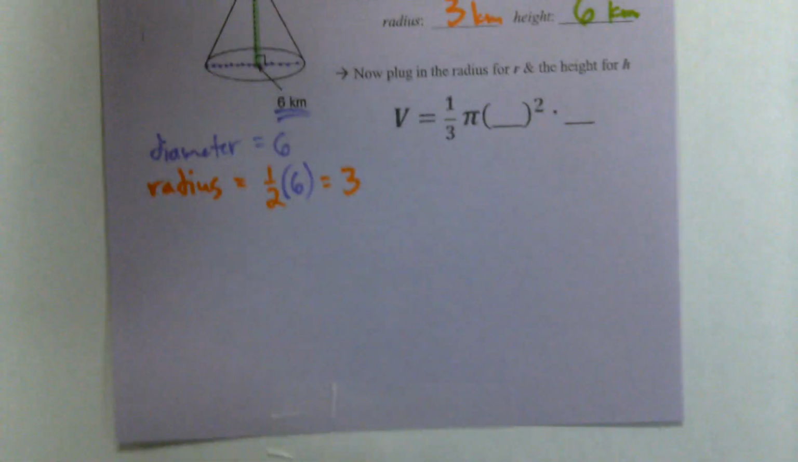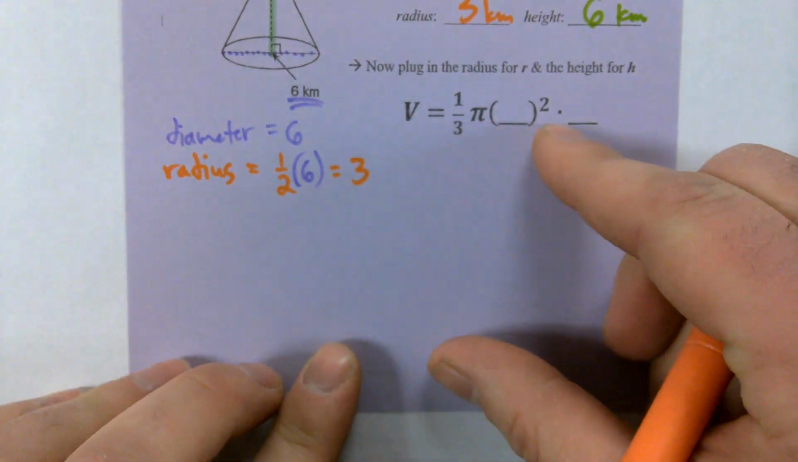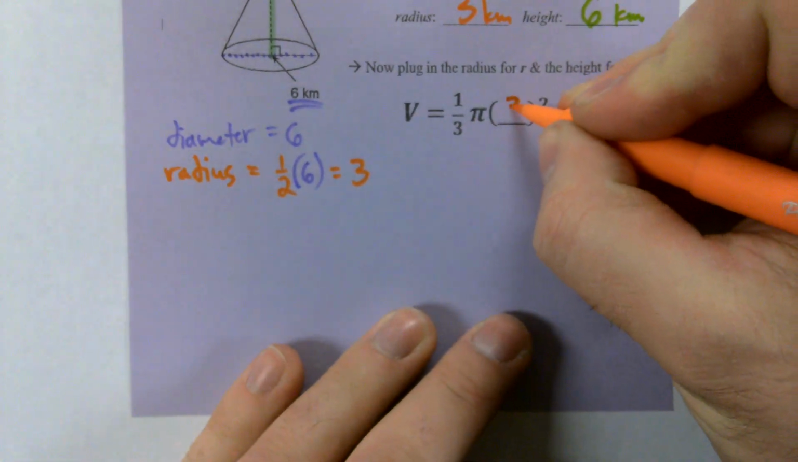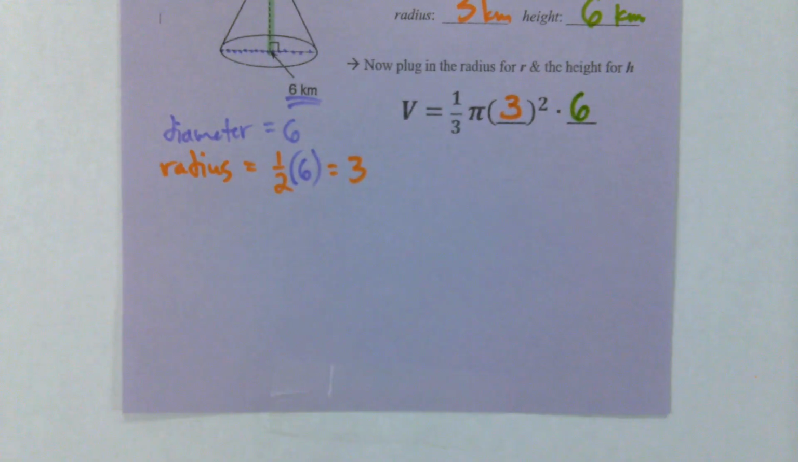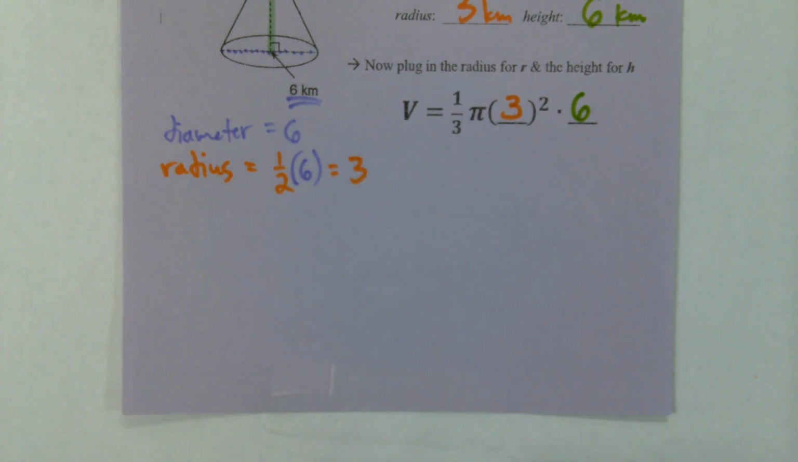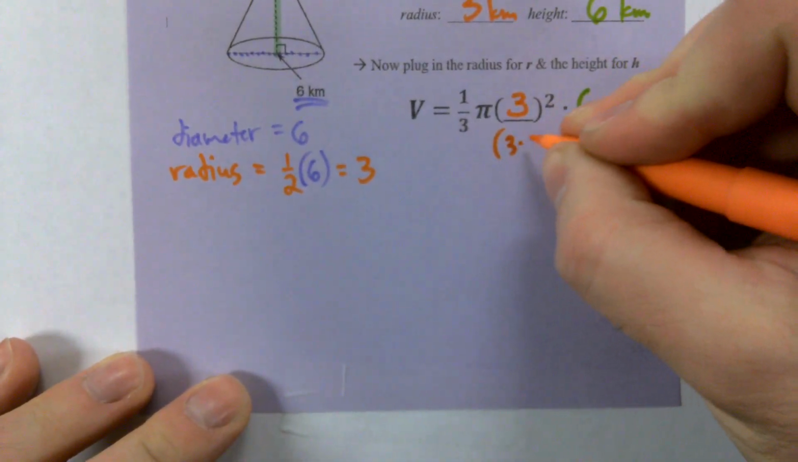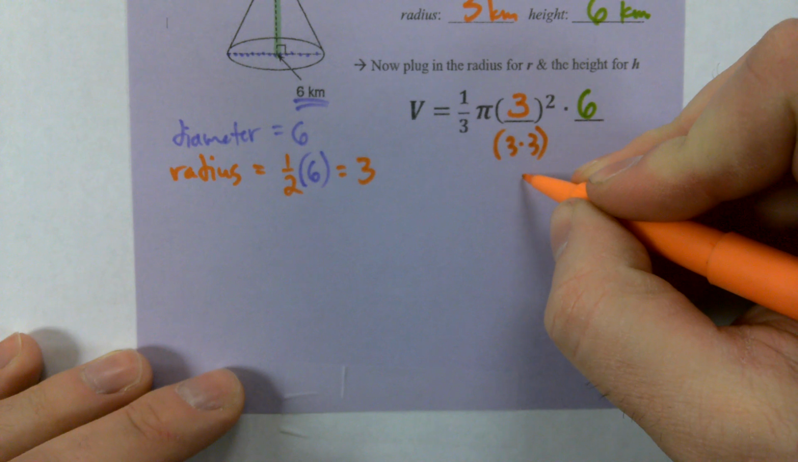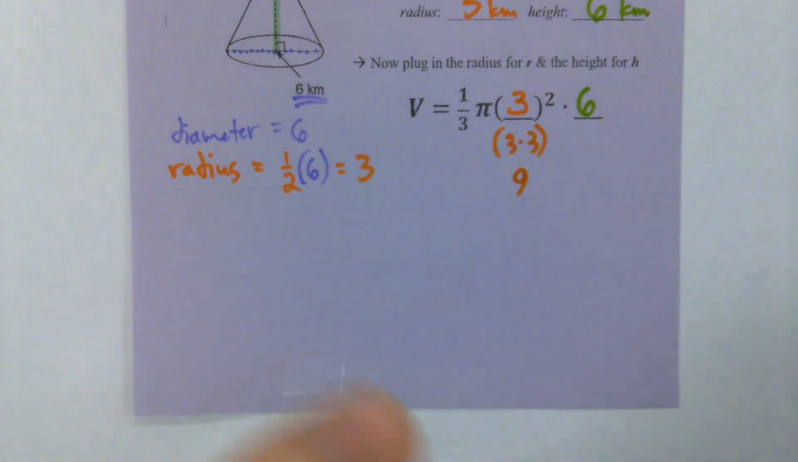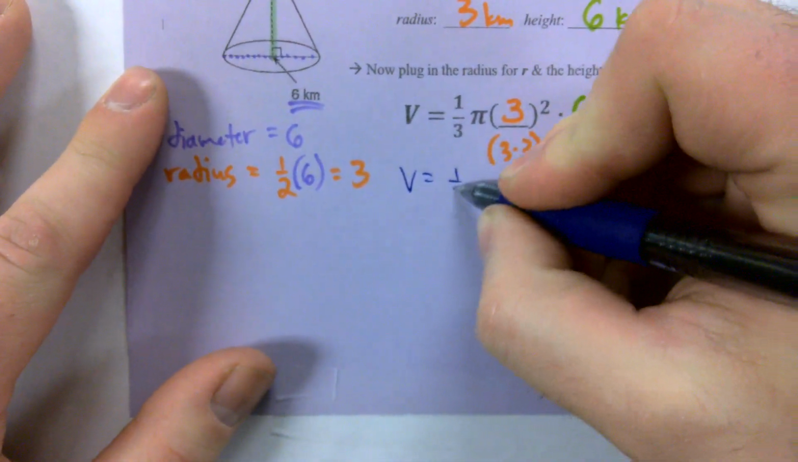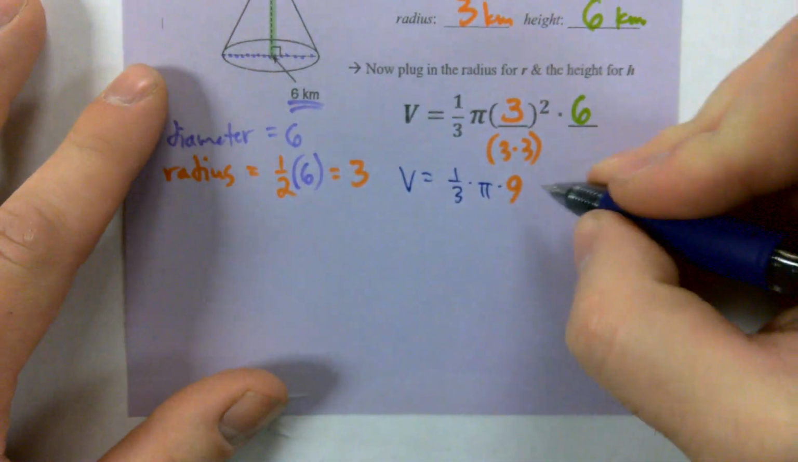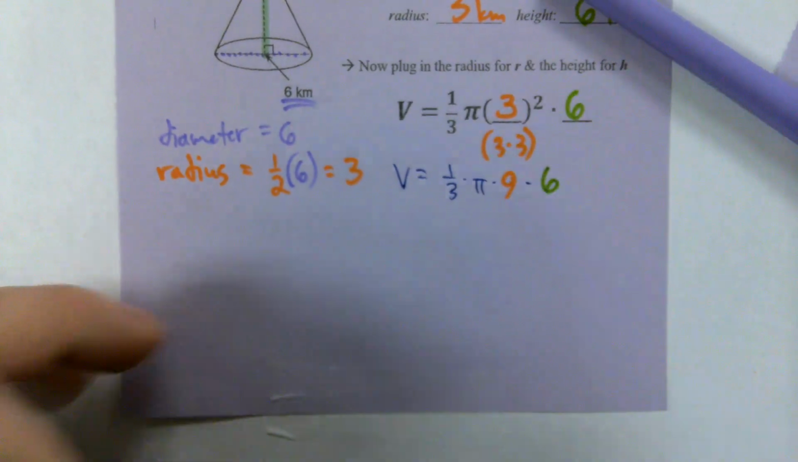So let's go ahead and plug these in and get started. 1/3 pi r squared, what was my r again? 3. Times h, what's my h? 6, exactly. We're going to start this process out exactly the same as we did on Tuesday. 3 squared is just 3 times 3. So what's that going to give us? 9, right? 3 squared is going to give us 9. And we've got V equals 1/3 times pi times 9 times 6.